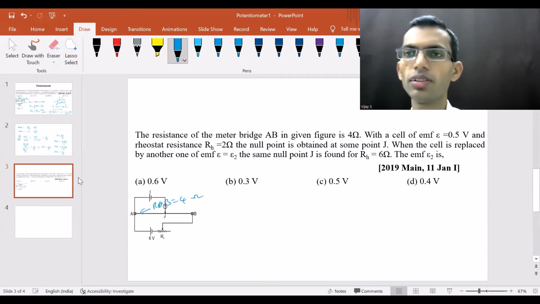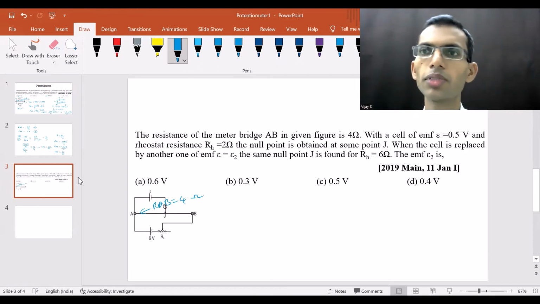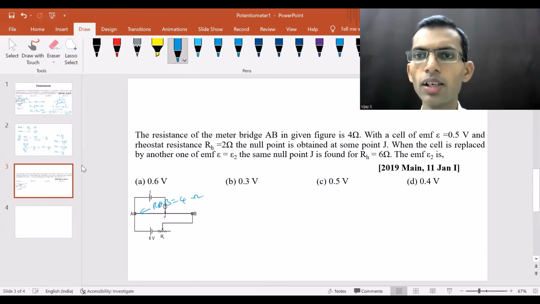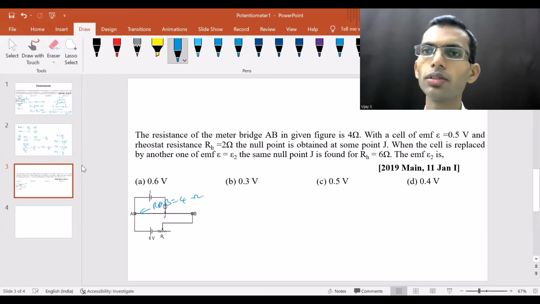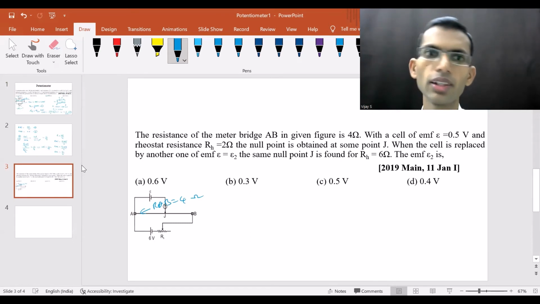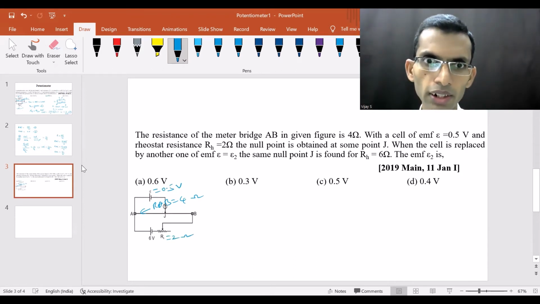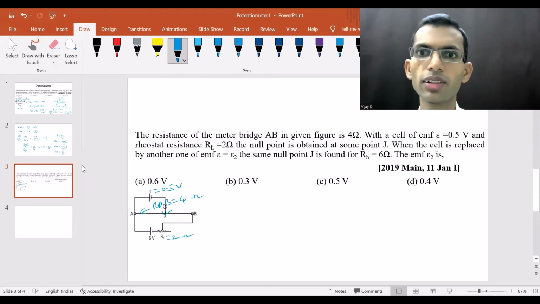Meter bridge AB means the length of the wire AB is 1 meter. That's all. With a cell of EMF E equal to 0.5 volts and rheostat resistance RH equal to 2 ohm, the null point is obtained at some point J. That means when cell EMF is 0.5 volts and rheostat resistance is 2 ohm, the null point is obtained at J.